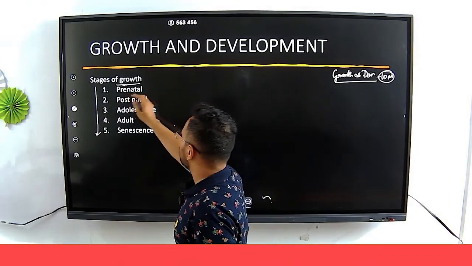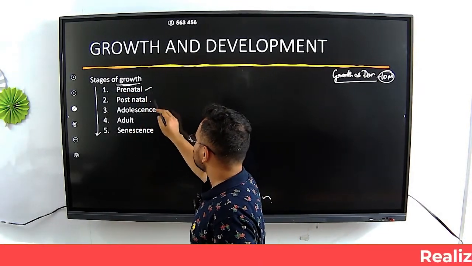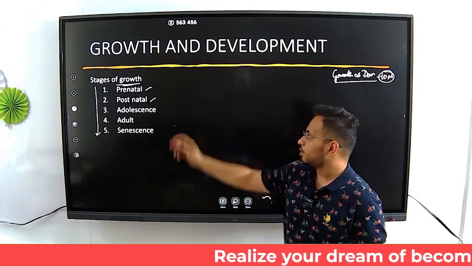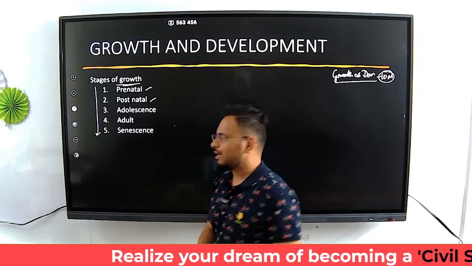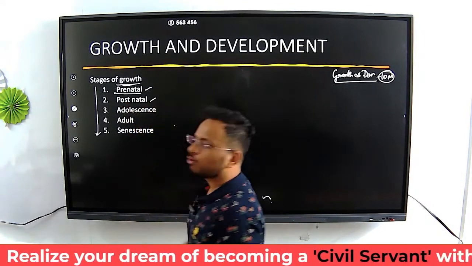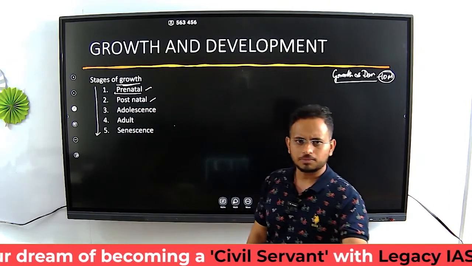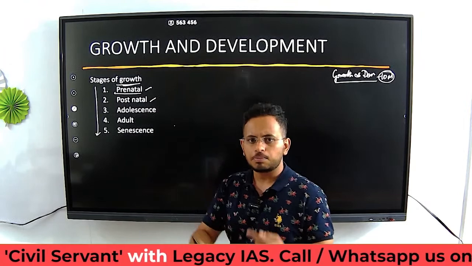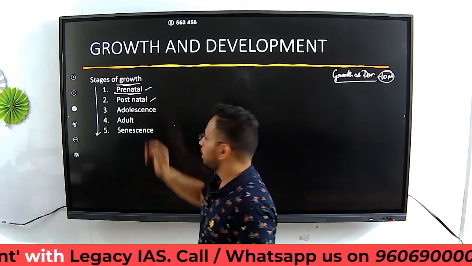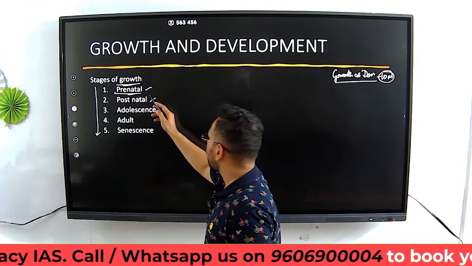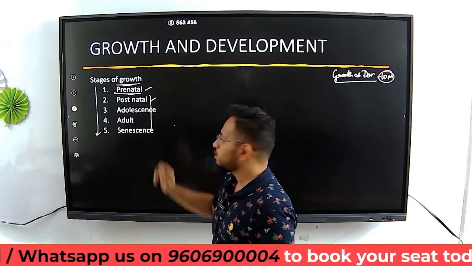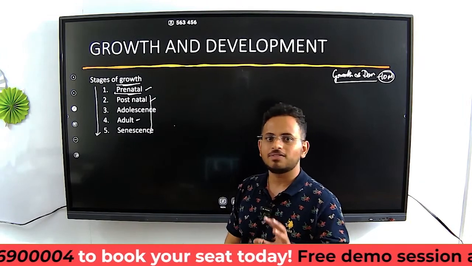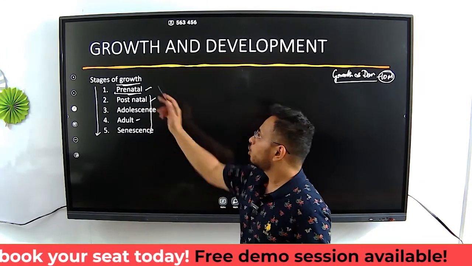So stages of growth will be prenatal, postnatal, adolescence, adult, and senescence. What is prenatal? Prenatal deals with before the birth of the child. Simple. Before the birth of the child, any biological change that happens with the embryo will be prenatal. After the birth, we have all these 4 stages, starting from postnatal, adolescence, adult, and senescence. So these are the 5 important stages of human growth.